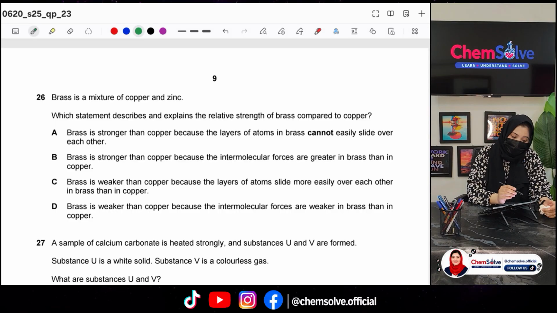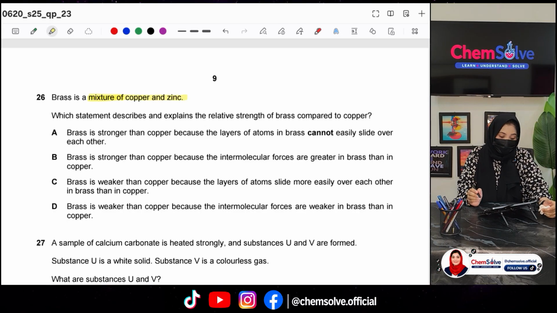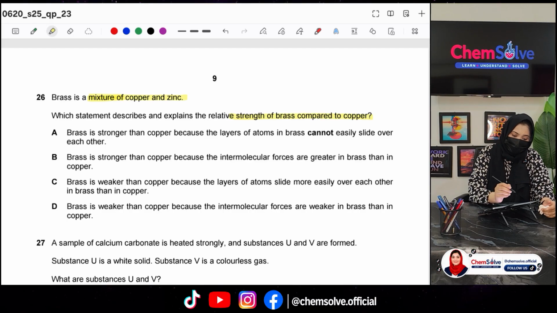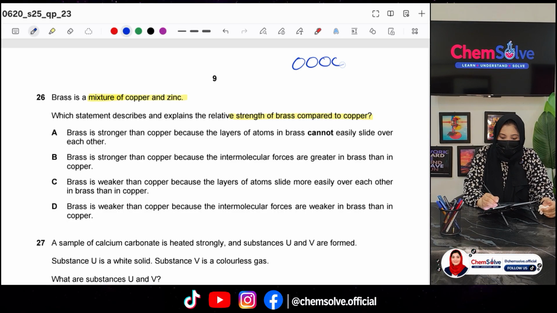Now question number 26. Brass is a mixture of copper and zinc. Which statement describes and explains the relative strength of brass compared to copper? Okay. So brass is stronger than copper because the layers of atoms in the brass cannot slide easily over each other. Yes, this could be the option because what happens when we make alloys? There are atoms of different sizes.